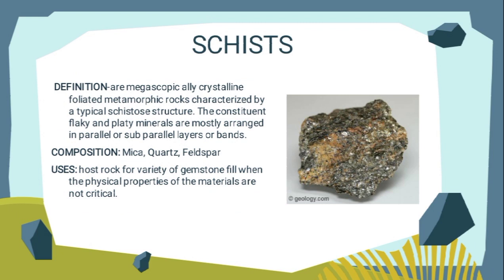Another one is schist. It is a megascopically crystalline foliated metamorphic rock characterized by a typical schistose structure. The constituent flaky and platy minerals are mostly arranged in parallel or subparallel layers or bands. It is usually composed of mica, quartz, and feldspar. Some of its uses are as host rock for a variety of gemstones, or as fill when the physical properties of the materials are not critical. The dominant visible mineral in the schist that you've seen in the presentation is muscovite. Its platy grains are aligned in a common orientation, and that allows the rock to be split easily in the direction of the grain orientation. The specimen shown is still 2 inches or 5 centimeters across.